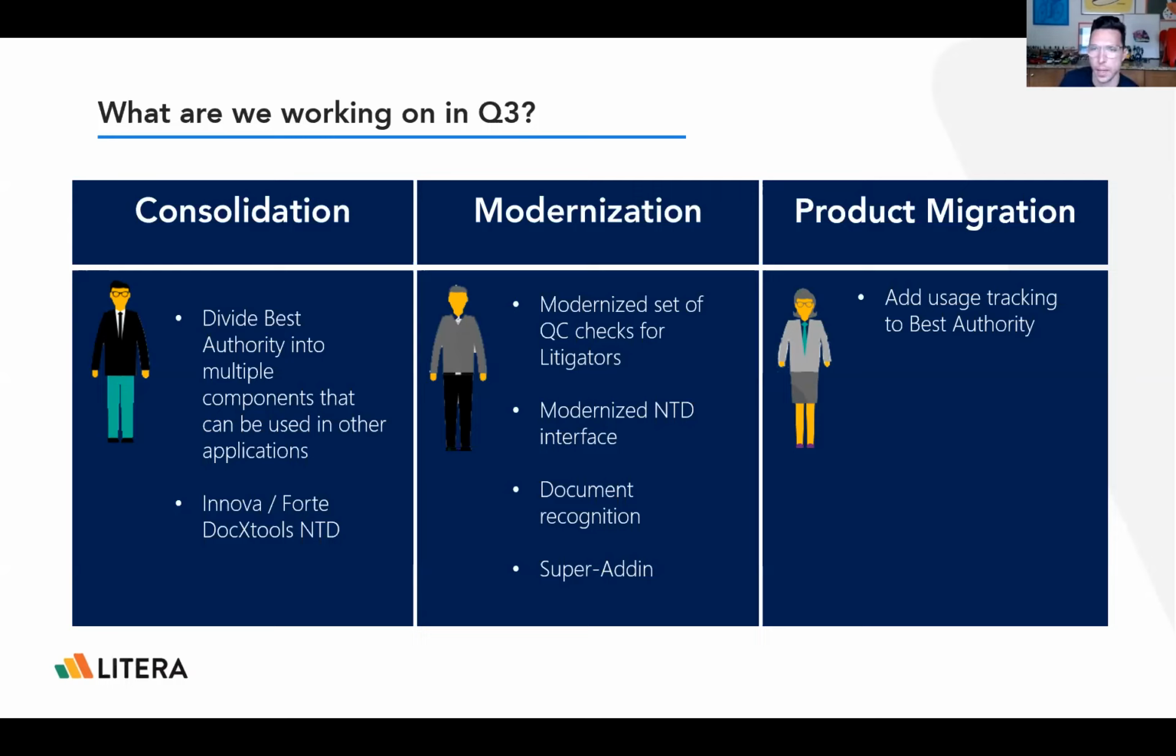And then we'll be adding some usage tracking. All the applications today predominantly have usage tracking. As users click on buttons from the ribbon, we understand what they're clicking on so that we can best plan for key components of our applications in the future. So we just want to get smarter about usage within Best Authority.